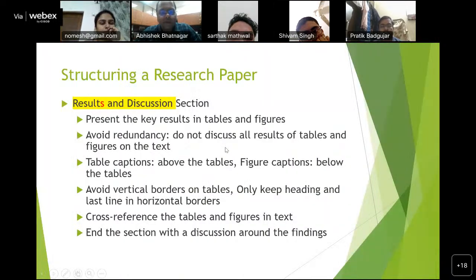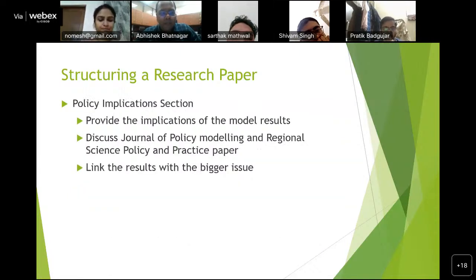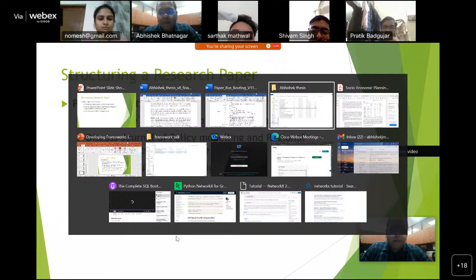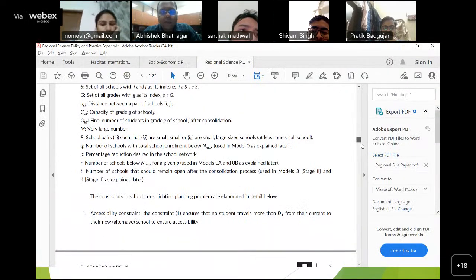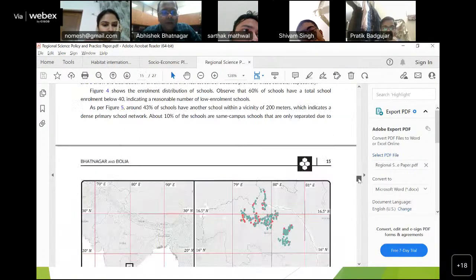So this is what cross-referencing means, and you have to end this section with the discussion around the findings. And then the last section can be the policy implication section, where you have to provide the implication of the model results and discuss. Yeah, so I'll just show this. So for example, in this paper, it was relatively large.